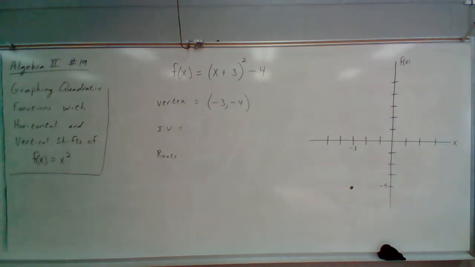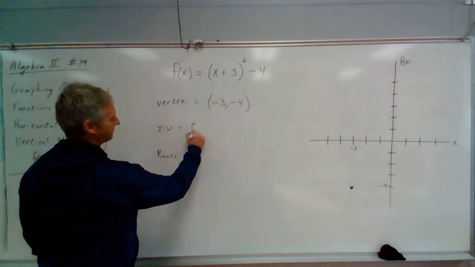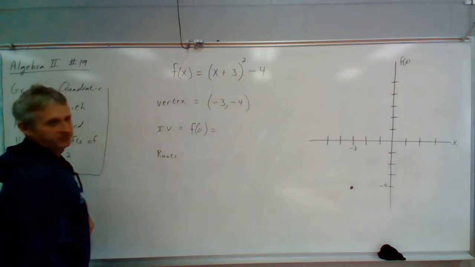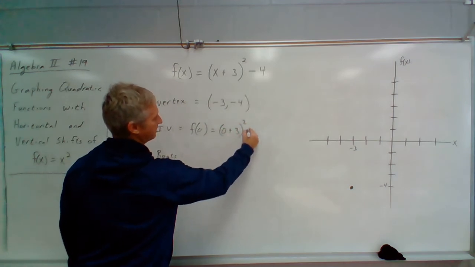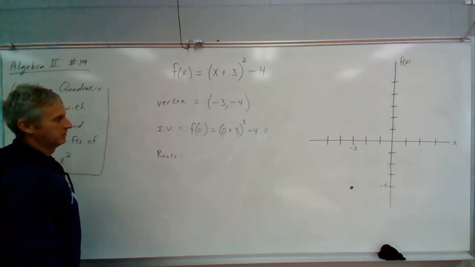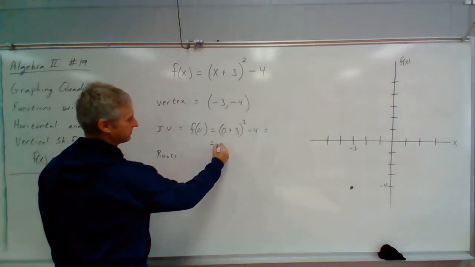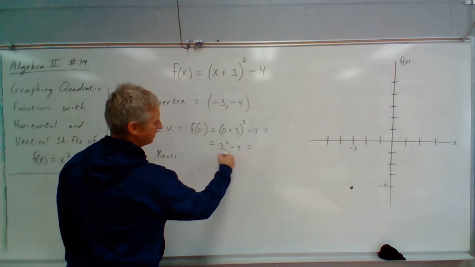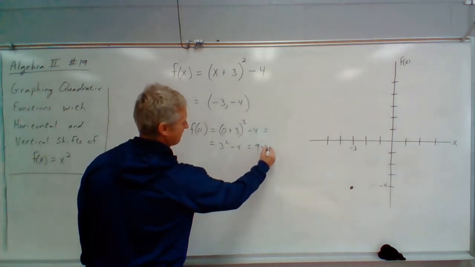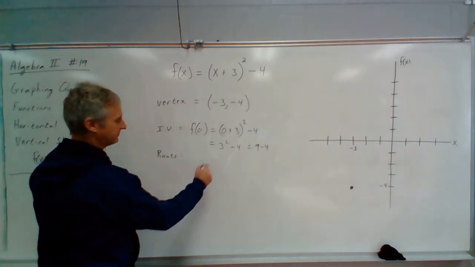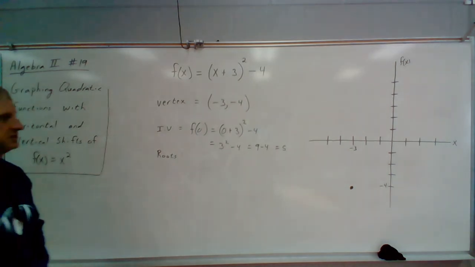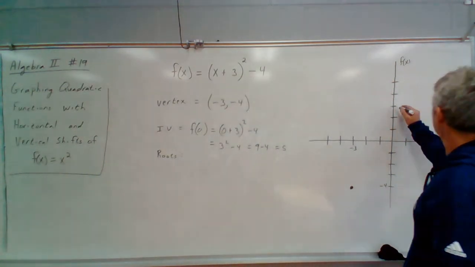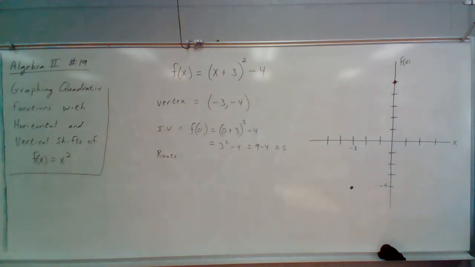All right, what about the initial value? Well, to find the initial value, I plug 0 in for x. So if I put a 0 in for x, I get (0 plus 3) squared minus 4. 0 plus 3 is 3, so 3 squared minus 4. 3 squared is 9. And 9 minus 4 is 5. So my initial value would be 5. 1, 2, 3, 4, 5.